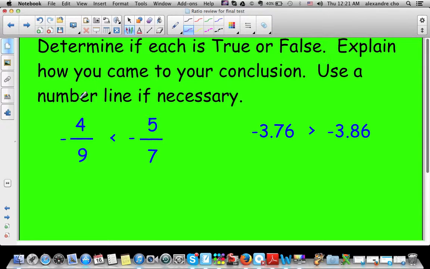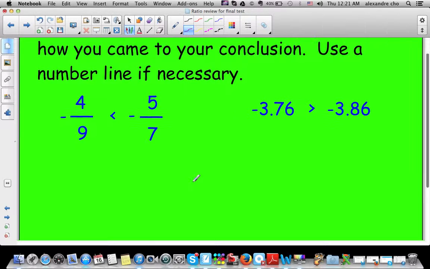Next one. Determine if each is true or false. Explain how you came to your conclusion. Use a number line if necessary. That's probably the easiest way. The first one says negative 4 over 9 is less than negative 5 over 7. Is that true or false? And the second one is negative 3.76 greater than negative 3.86?